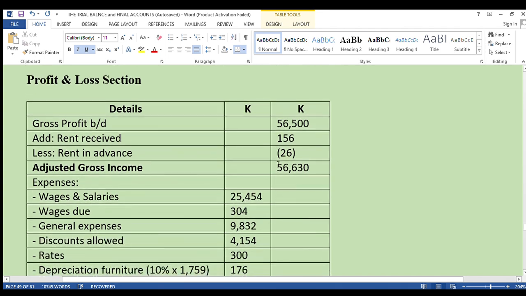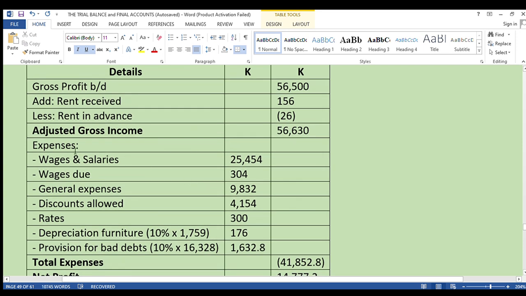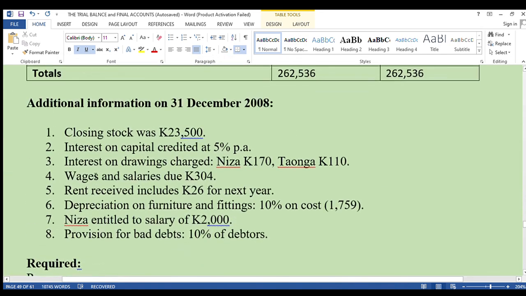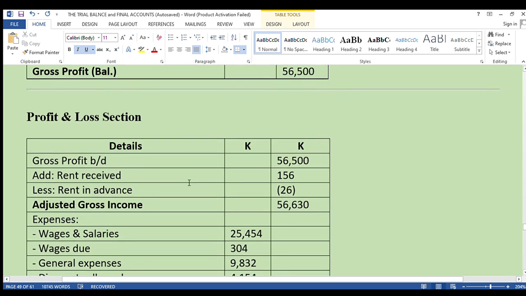Once we adjust the gross income, we have to subtract the expenses such as wages and salaries, which is this. Wages due. This is an expense. Remember the wages due that was found in the additional information. This one is an expense as well. There are two wages and salaries: there's wages and salaries on top, then there's wages and salaries due. So both of them are expenses.